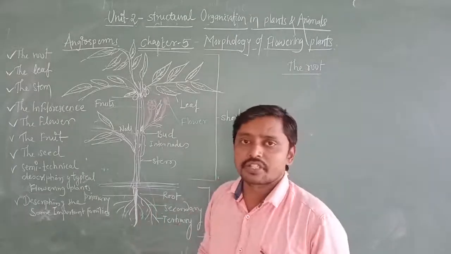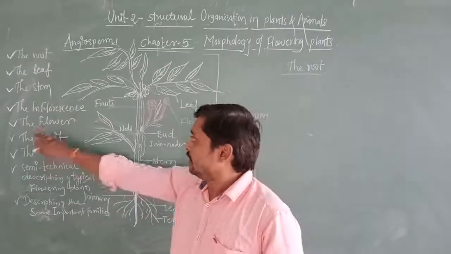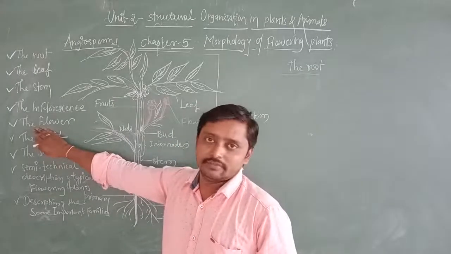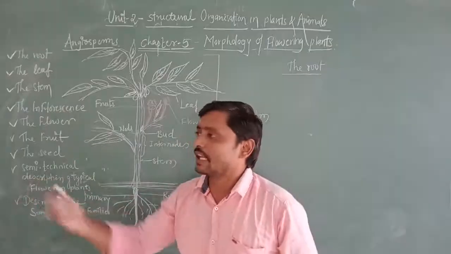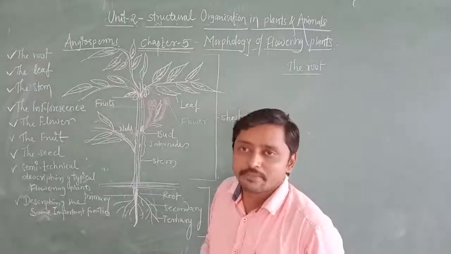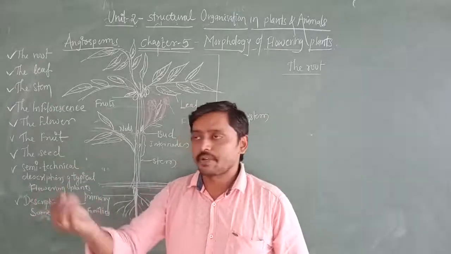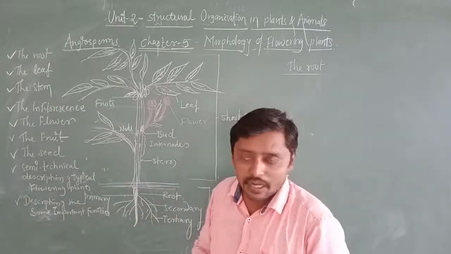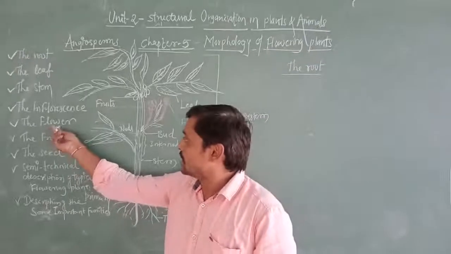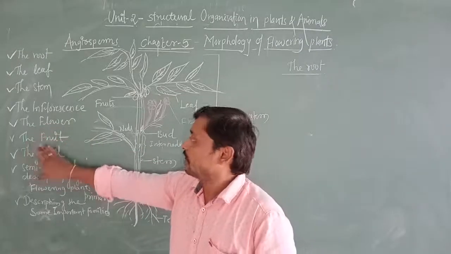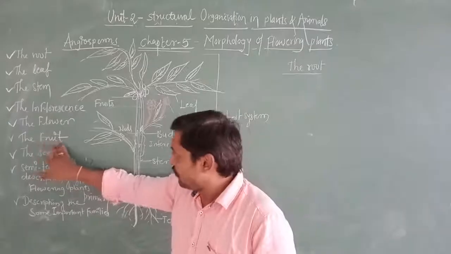Afterwards, we are going to study the definition in detail. Then the flower. What kinds of flowers are there? For example, unisexual flowers and bisexual flowers. That means the organs present in a flower, the different parts of a flower. All those we are going to study under the flower. Afterwards, we are going to study the fruit.